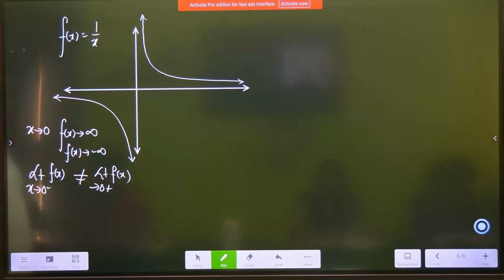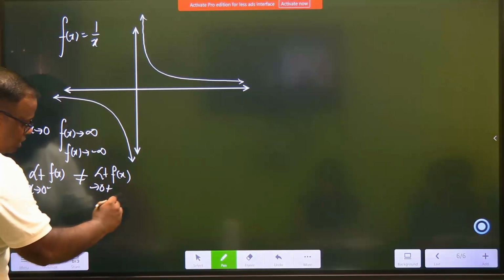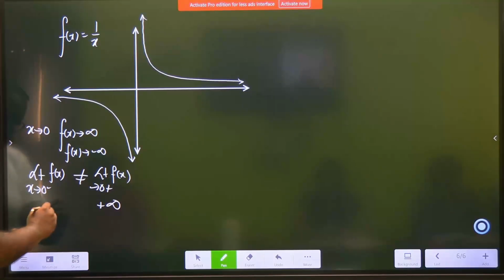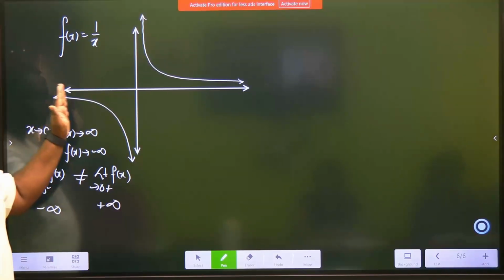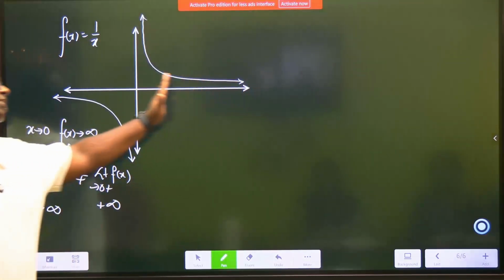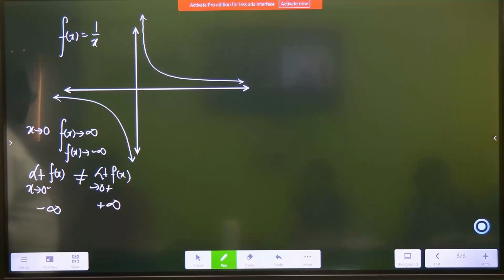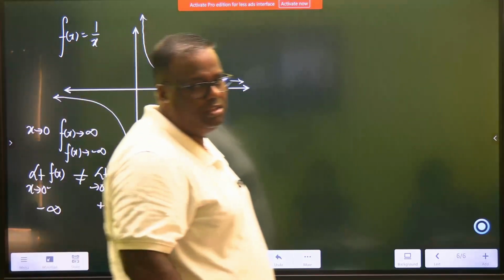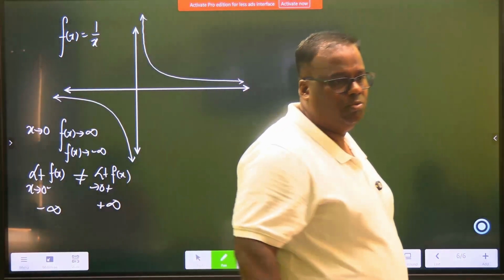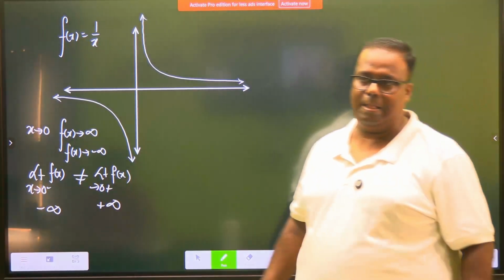Why? Because if you approach 0 from this side, then you get positive infinity. On this side you get negative infinity. I am approaching 0 from this side, I go to negative infinity. I am approaching 0 from this side, I go to positive infinity. Therefore, the limit does not exist. Hence, this function can never be a continuous function. What is the point of discontinuity? 0 is the point of discontinuity.